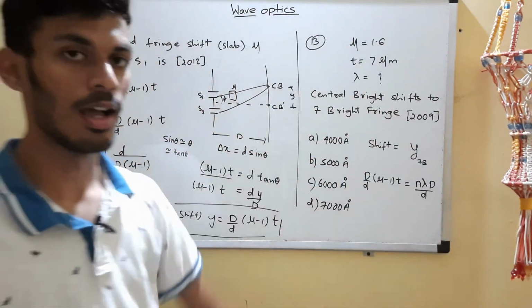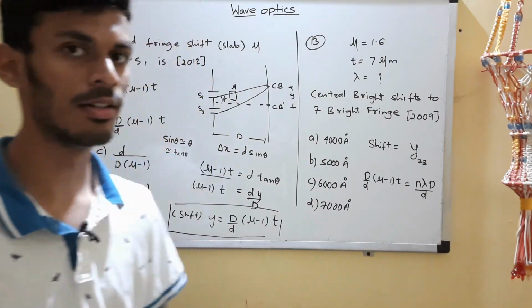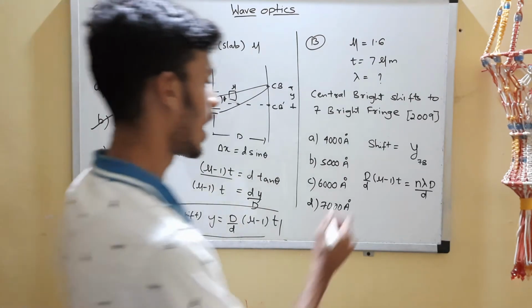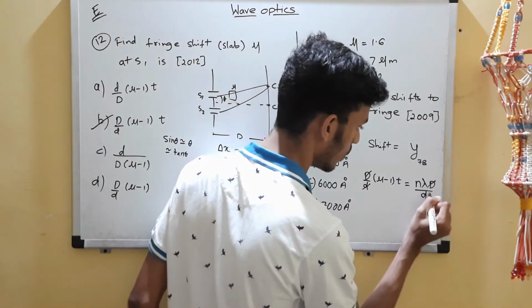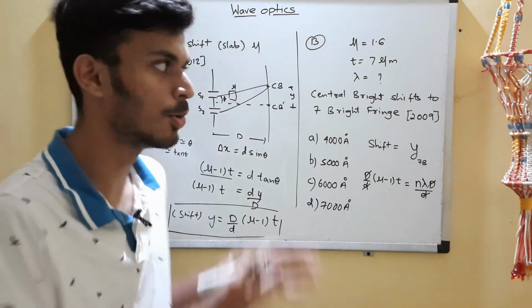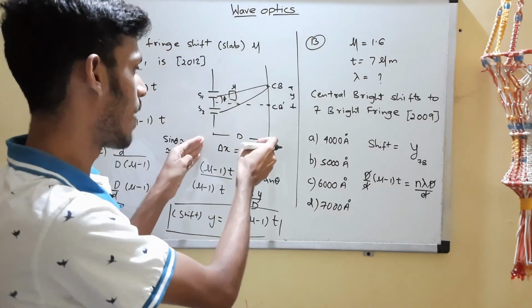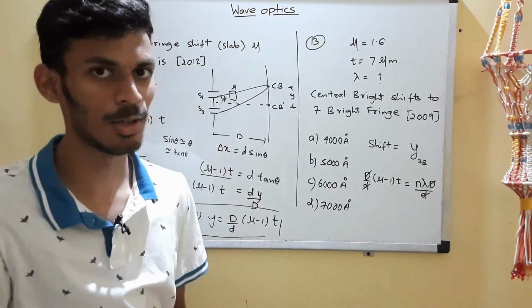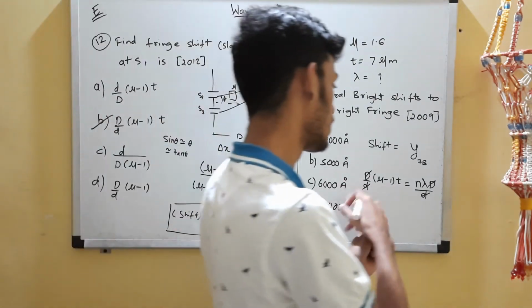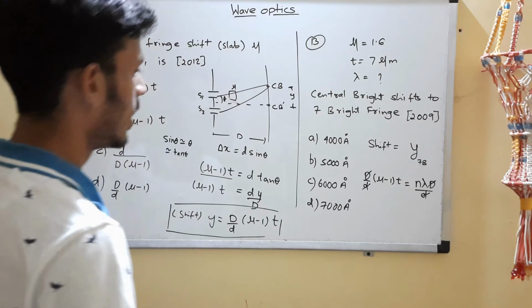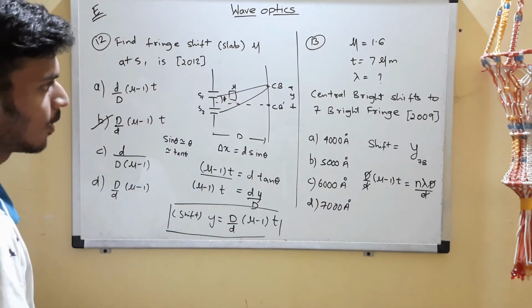This is for the bright fringe in a YDSE experiment. Capital D and small d are not changing in both experiments, whether you do it without the slab or with the slab. You're not changing capital D or the distance between the two slits. It remains the same, so we can cancel it out, and from here we can easily find out lambda.